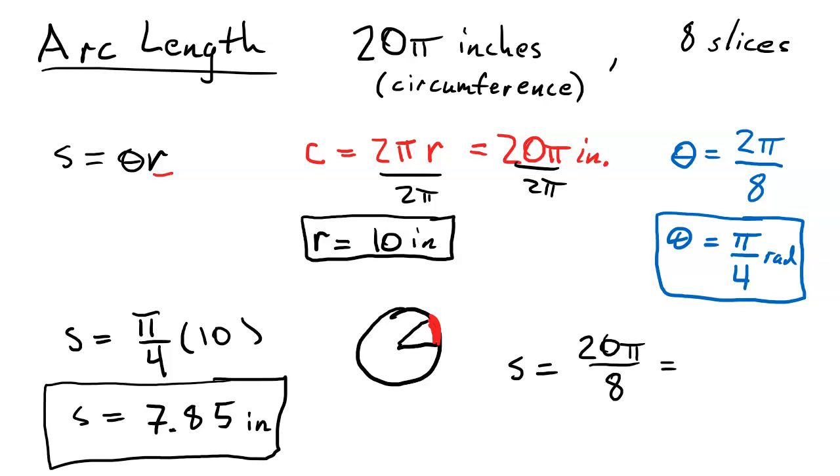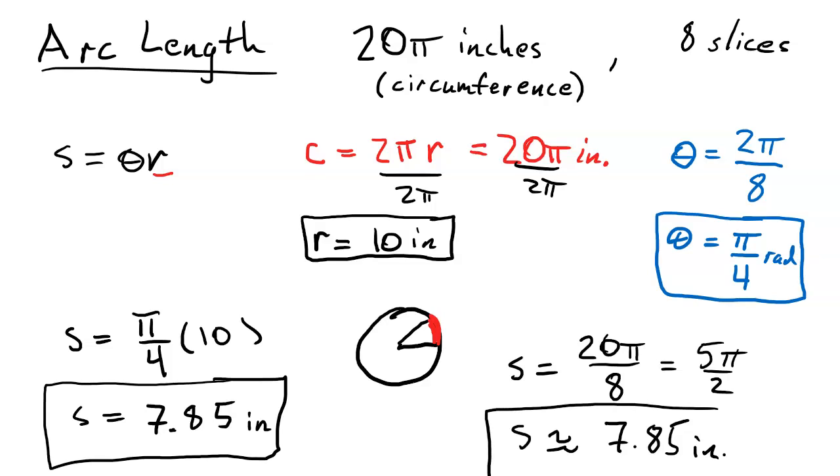And through simplification, we can see that this also equals 5 pi over 2, which gives you that S is approximately 7.85 inches. So both of these are equally valid, just depending on which way you saw it.